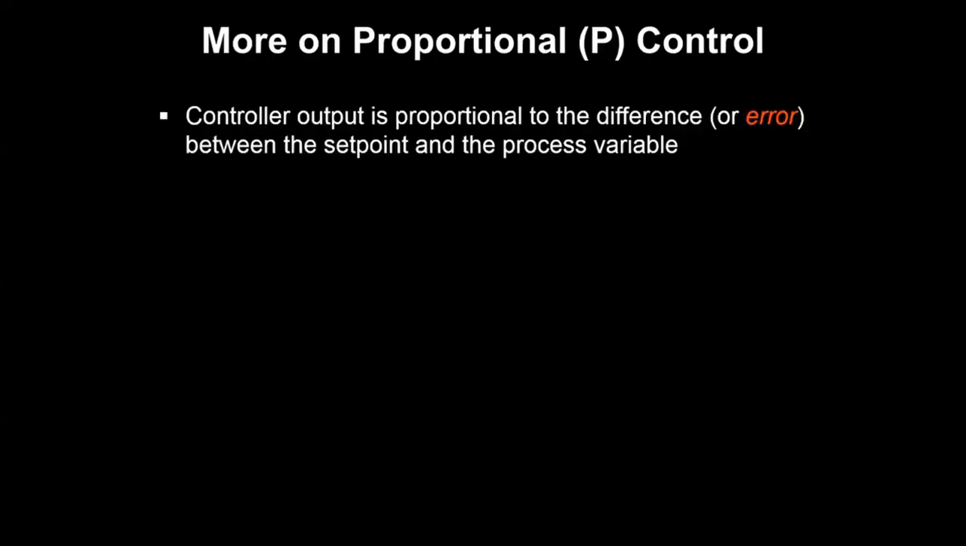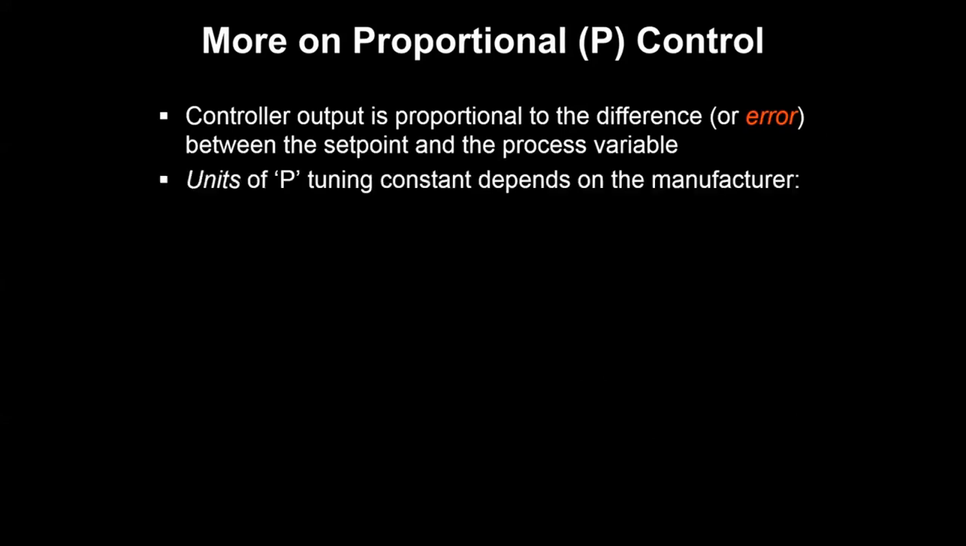So, more on proportional control. This proportional, or P control, is, remember, proportional to the error between the set point and the process variable. The units can be a little bit tricky because different manufacturers might use different units when you're changing the setting or the factor associated with this P. One example might be the controller output, so whatever electrical signal is being sent out, say 0 to 10 volts, over the throttling range, or what the input or the sensor data being delivered to that controller is.